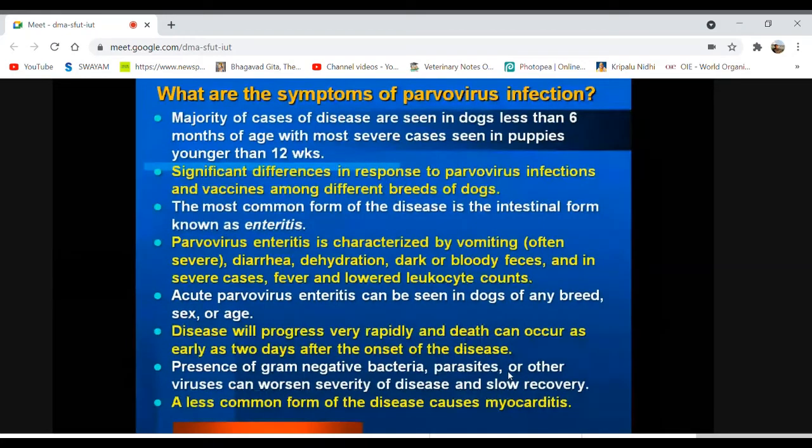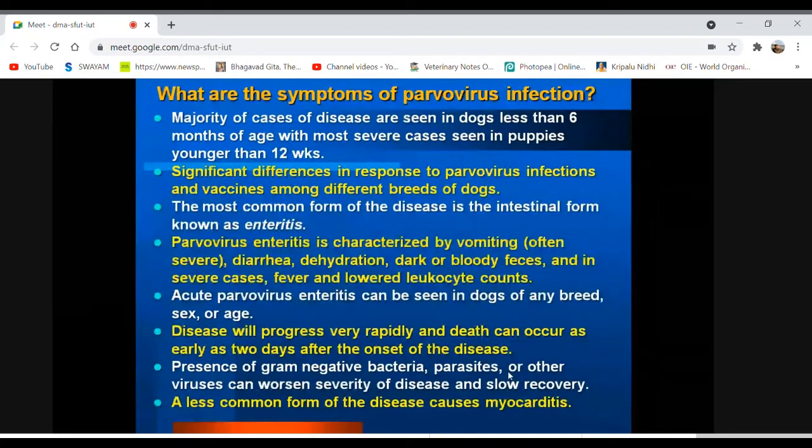Okay, and the most common form of the disease is the intestinal form, commonly known as enteritis, where the GI tract is severely affected, causing inflammation. In such cases, the main clinical signs and symptoms are vomiting, maybe very severe and even bloody, then diarrhea, also bloody diarrhea, leading to severe dehydration and dark, bloody feces. In severe cases there may be a high rise of body temperature with a reduction in the number of WBCs; the leukocyte count will be very low.